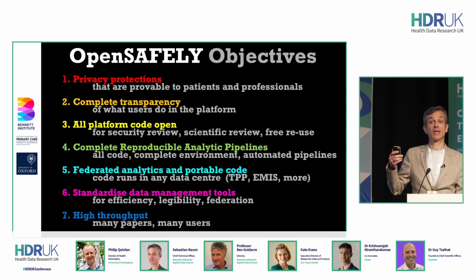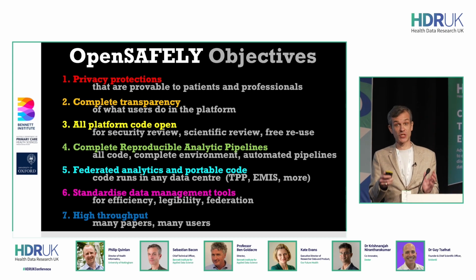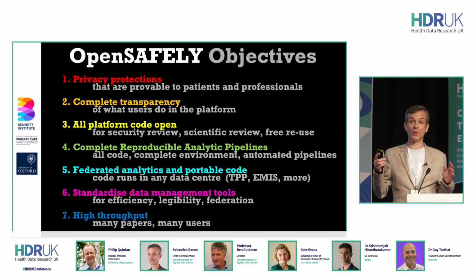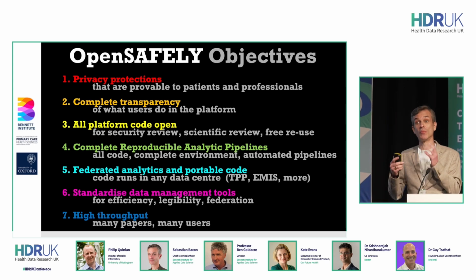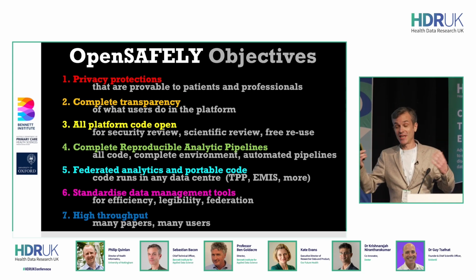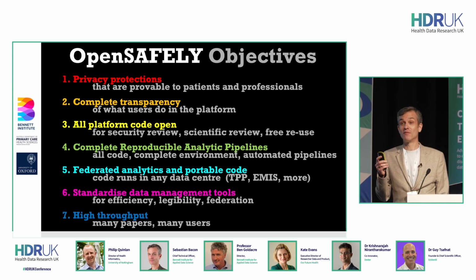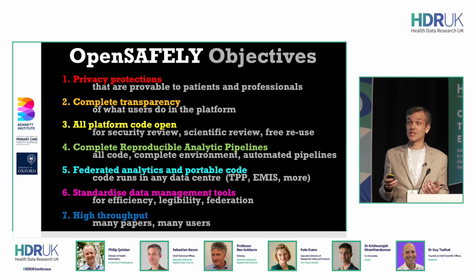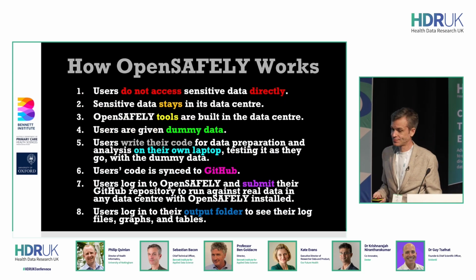So we wanted to provide complete reproducible analytic pipelines to make sure that all of that could be published as well, not just the code, but how they did it. We wanted to provide federated analytics, partly because we were running against very sensitive GP data in 2 data centers, TPP and EMIS, and we wanted to write code once and run it in 2 places at once. And we wanted to standardize data management tools to help federation, but also for efficiency and legibility and better science. And finally, we wanted to hold ourselves to account. We wanted to be sure we were doing it well, and we thought a good proxy for doing it well would be the number of papers we were managing to get published through the platform.